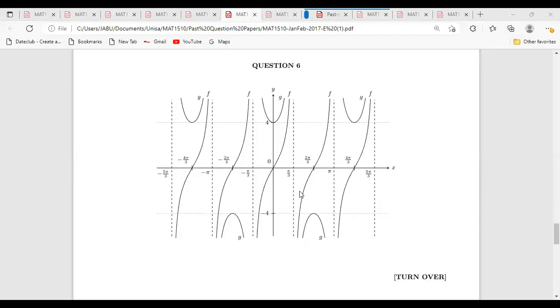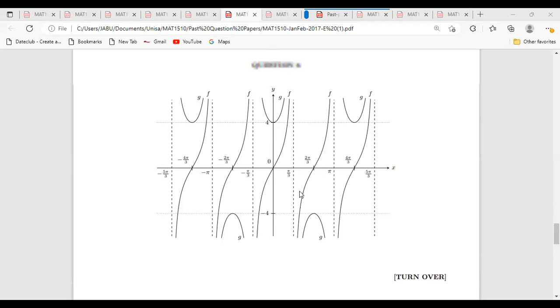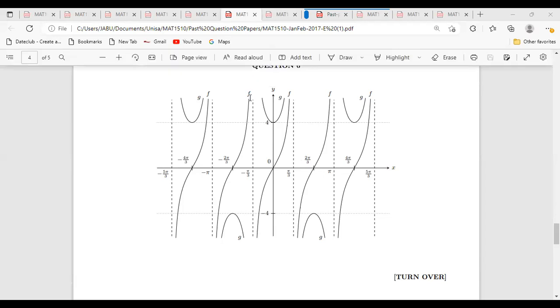Let's bring it back again. Yeah, that's better. It's bigger now. So we have two graphs, the graph of f and the graph of g.